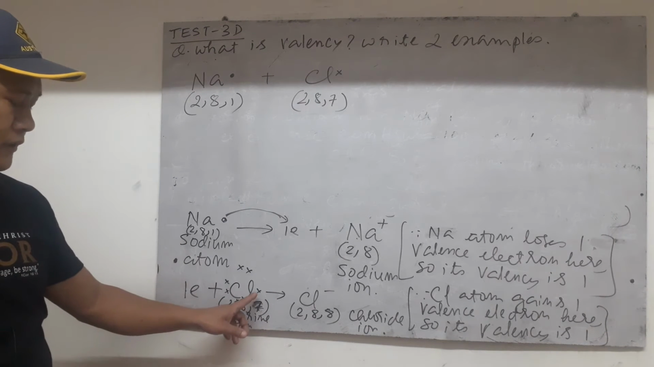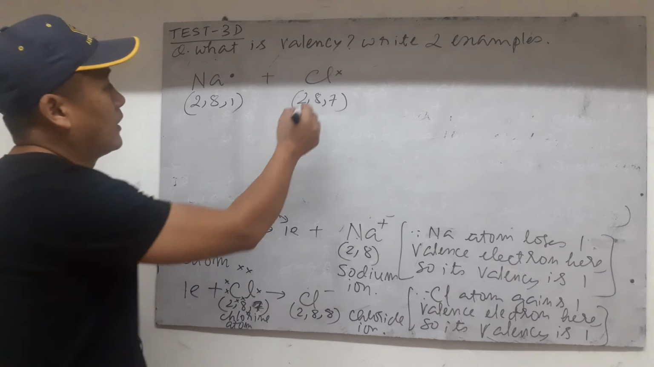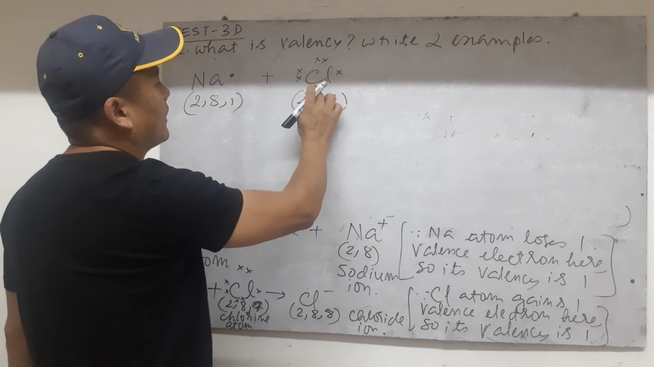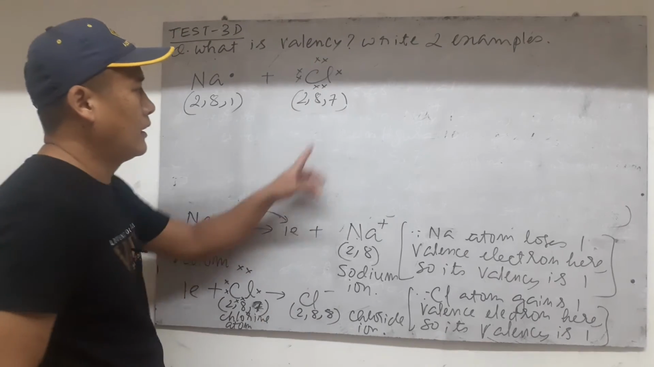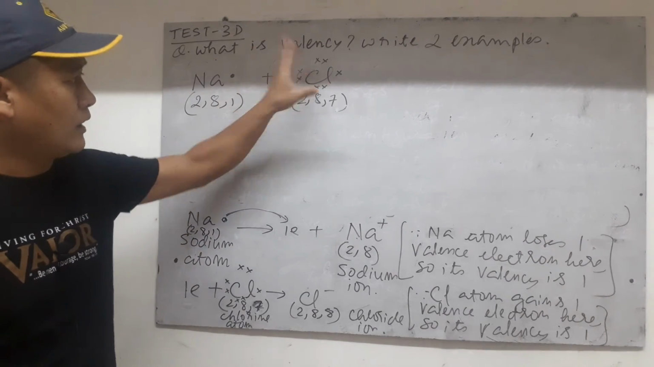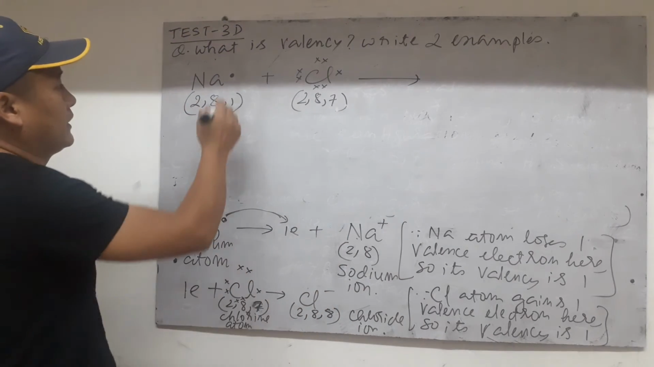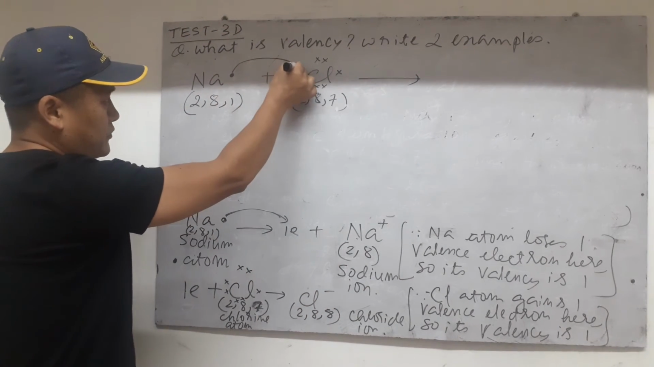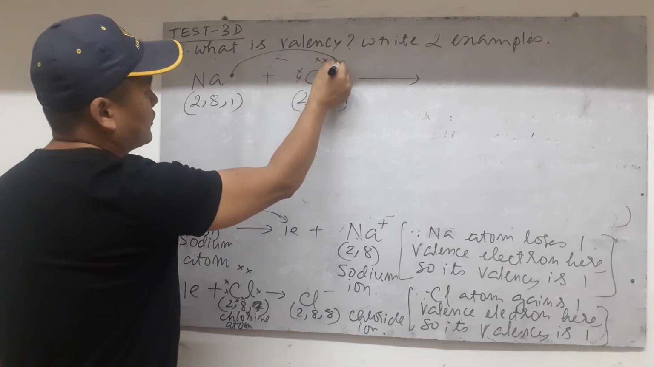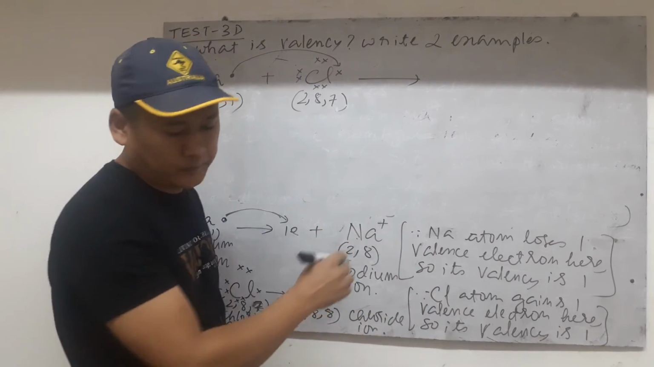We are allowed to draw dots or crosses only for valence electrons. It has 7, so draw 7 crosses. 1, 2, 3, 4, 5, 6, 7. The last valence electron we draw as a dot for sodium. So what happened is, this step is saying 1 valence electron is lost by sodium to chlorine, and chlorine takes it up, so they will become like this.